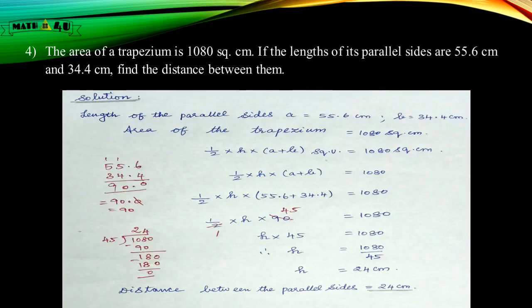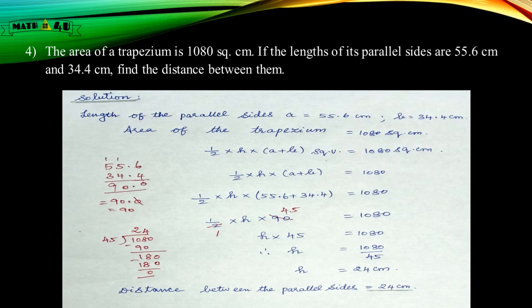The area of a trapezium is 1080 square centimeter. If the lengths of its parallel sides are 55.6 centimeter and 34.4 centimeter, find the distance between them. Same model, length of the parallel sides given, area is given. You want to find the distance. Distance is nothing but the height.